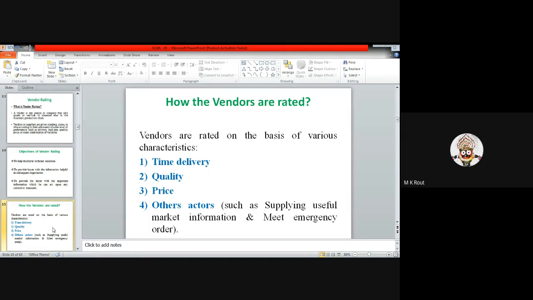The first one is time delivery. As far as time delivery is concerned, it directly depends upon one important factor known as lead time. Most vendors customize the lead time for faster delivery, and you can say that means smooth delivery operations as far as products and services are concerned.